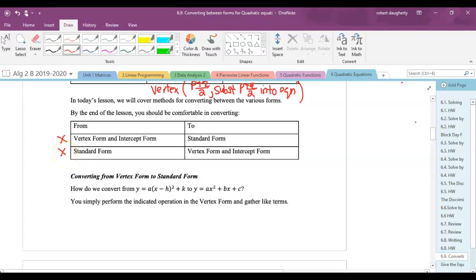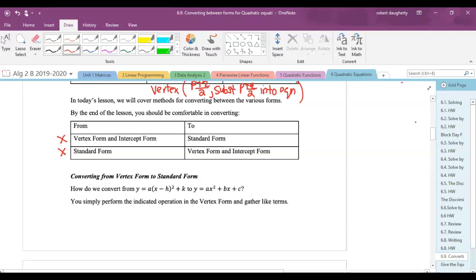Or excuse me, vertex form and intercept form converting to standard. So we'll do those. Those are the most straightforward. The one that is a little bit more work involved is going from standard form to vertex or intercept. Okay. So these are the ways we're going to do it. Vertex and intercept, convert that to standard. Standard, converting that to vertex or intercept.